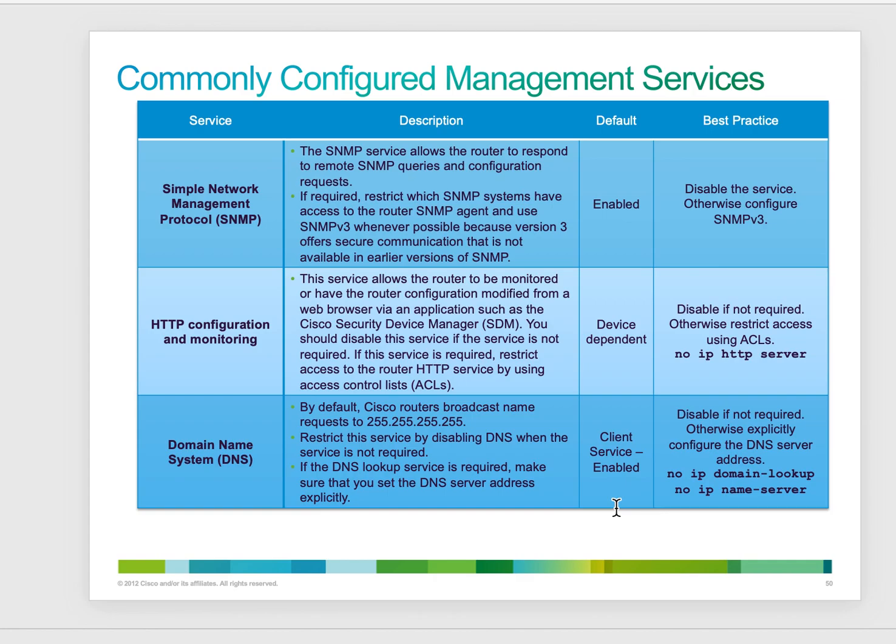The HTTP configuration and monitoring depends on the device that you are using. So if the device requires it, you enable. If not, you disable. The Domain Name System, DNS, client service has to be enabled in order for you to continuously access the domain. But the ones that you are not using, you have to disable.